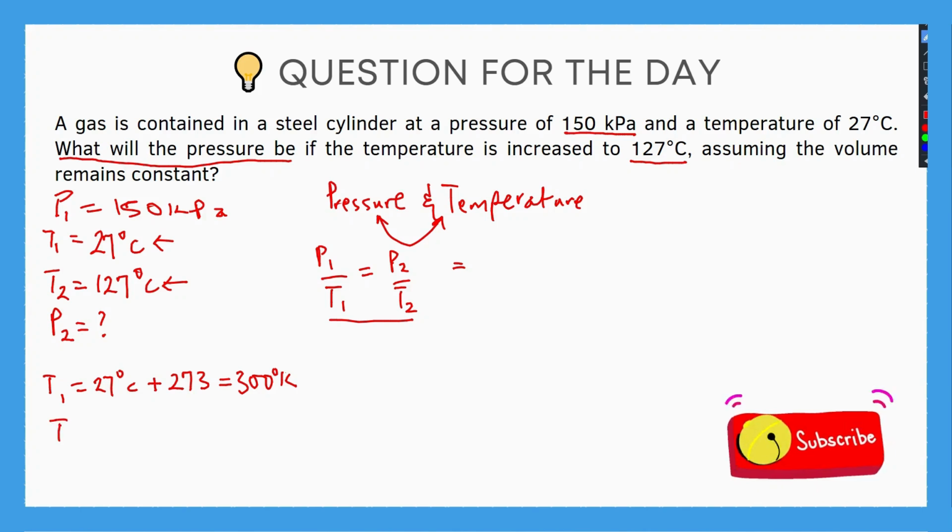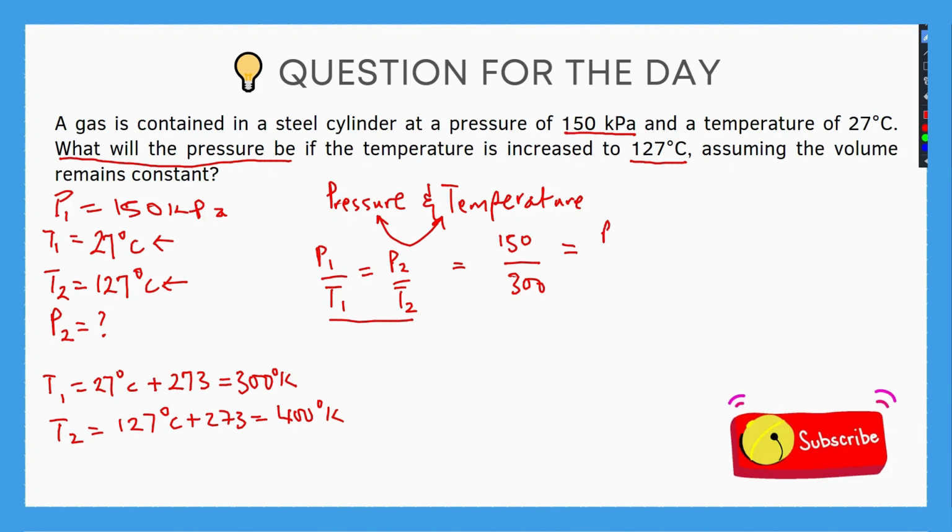For T2, we have 127 degrees Celsius. To convert it into Kelvin, we simply add 273. When we say 273 plus 127, it gives us 400 Kelvin. So let's input that into our equation and get our answer. P1 is 150 divided by T1, which is 300. This is equal to P2, which is unknown, so we just write P2 as it is, divided by T2, which is 400.